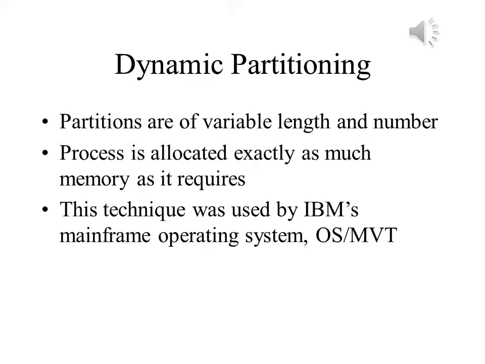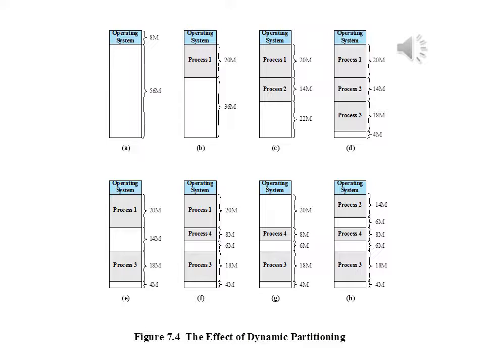When a process is brought into main memory, it is allocated exactly as much memory as it requires and no more. An example using 64 megabytes of main memory is shown in the slide. Initially, main memory is empty except for the operating system, as you see in Figure A. The first three processes are loaded in, starting where the operating system ends and occupying just enough space for each process. We see these in figures B, C, and D. This leaves a hole at the end of memory that is too small for a fourth process.